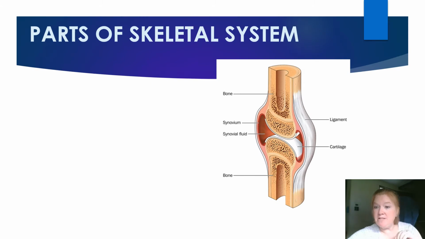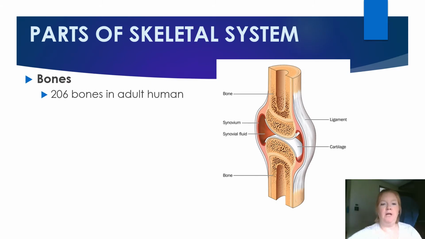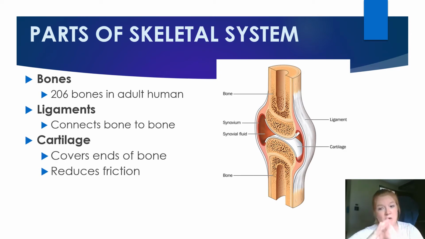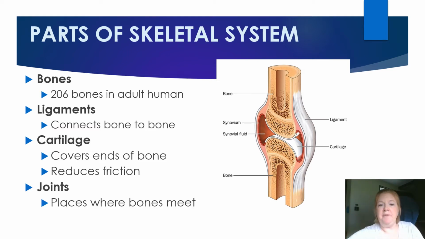Okay, parts of the skeletal system. So in an adult human, there's 206 bones. Infants are going to have more. Ligaments connect bone to bone. Cartilage covers the ends of bones. It reduces friction. And joints or articulations are places where bones meet. So the parts of the skeletal system: bones, joints, ligaments, and cartilage.